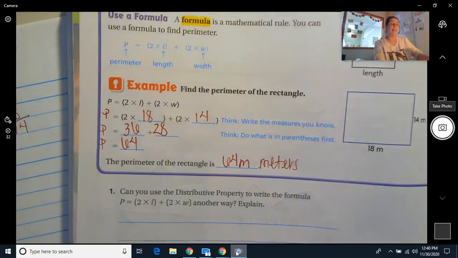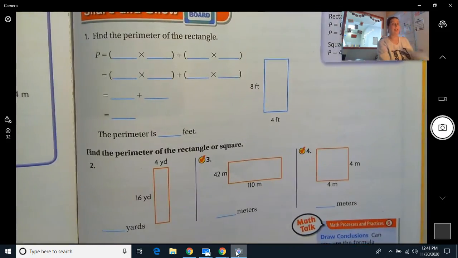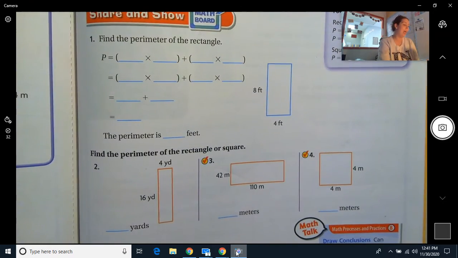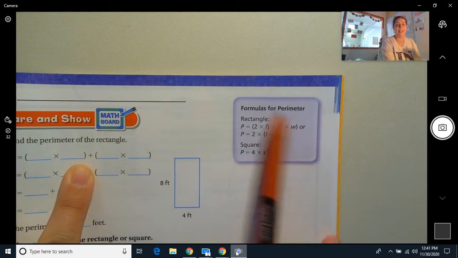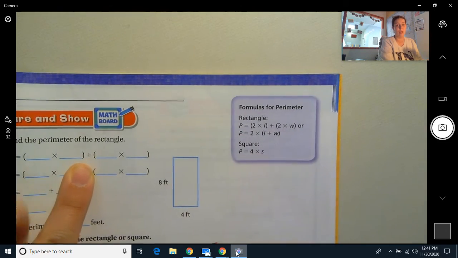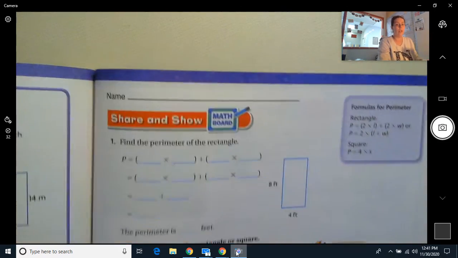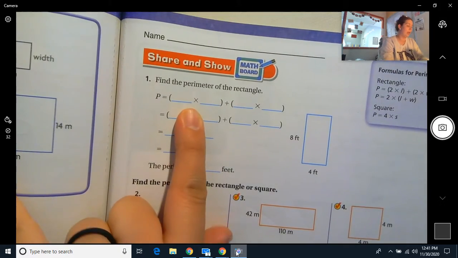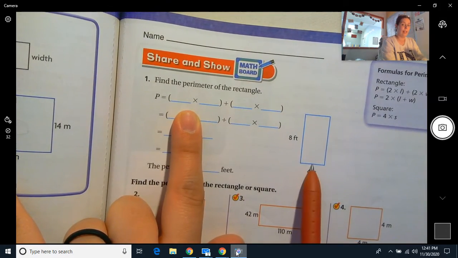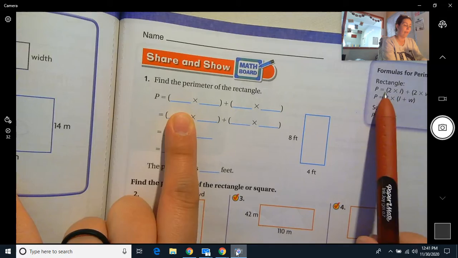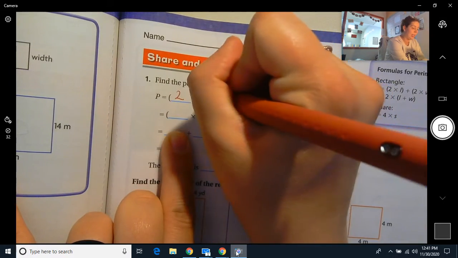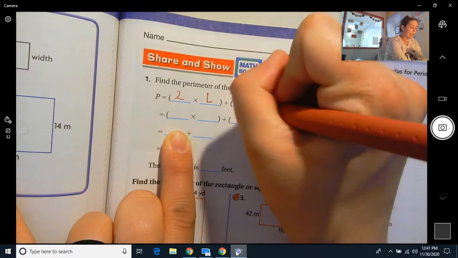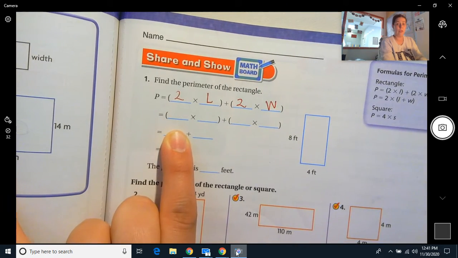Okay, page 719. We're going to move on to the top of this page here. It's giving me that formula again. This time it's leaving blanks. But look, off to the side here, it tells me what I can do. So, this one is going to be find the perimeter of this rectangle. I'm going to enter in my formula. Perimeter equals 2 times the length plus 2 times the width.